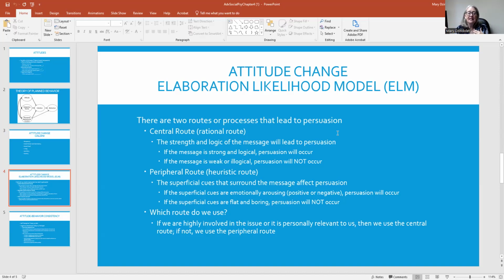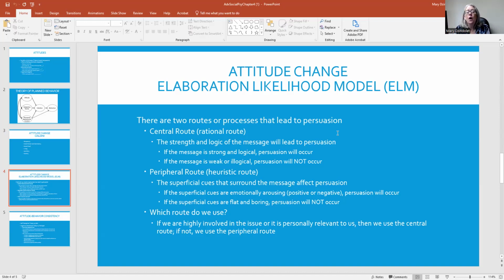And it can almost seem inconsistent because it has to do with how much the audience member is involved in the issue and thinks it's personally relevant, to even whether they're going to be focused in on the message or focused in on stuff that has nothing to do with the message. And then if it does have something to do with the message, looking at how strong and logical and consistent it is.